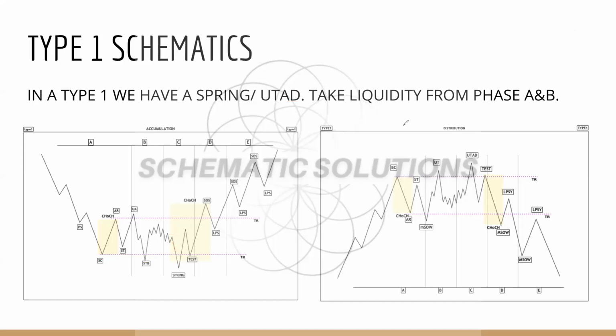So now, as we're switching over to our distribution right here, same thing. Ultimately, all we're looking for is our UTAD to break the maximums of our phase A and phase B. And then once we get that break of structure, we will be able to catch an entry off of our UTAD.